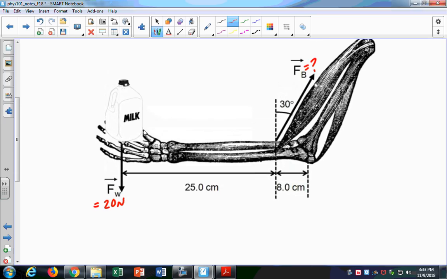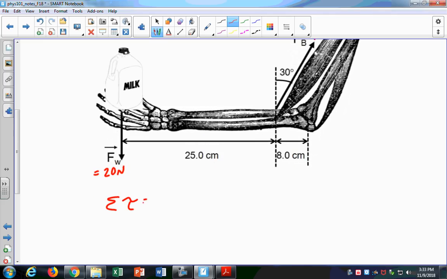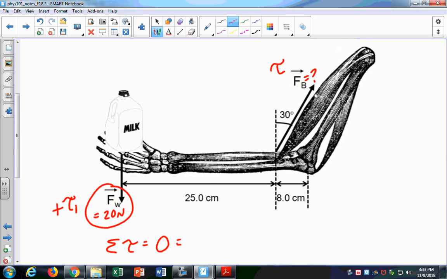So what I would do is I would say that in order to lift this, I need to have it so that the sum of the torques equals 0. Because if the milk carton is too heavy, it's just going to make my arm fall down. And the sum of the torques, well, let's see. This force, FW, is going to make it go like this. It's counterclockwise, so it causes a positive torque. I'll call that positive torque 1. And this force, FB, I'll call it torque 2, is a negative torque. Is that right? Yeah, because this force causes it to go this way.